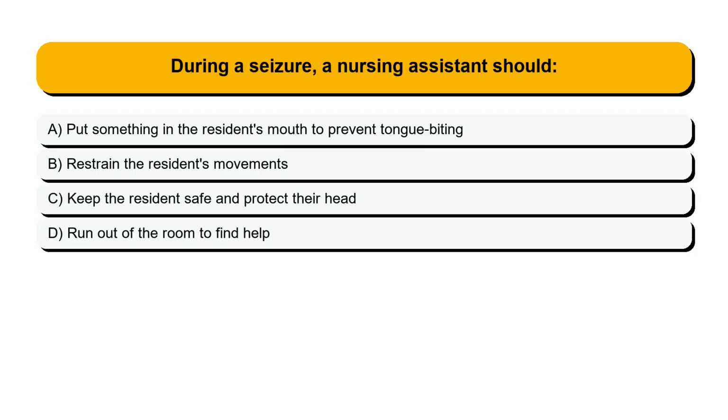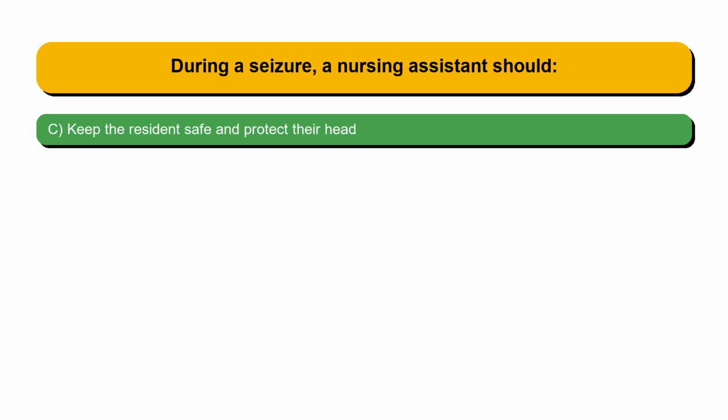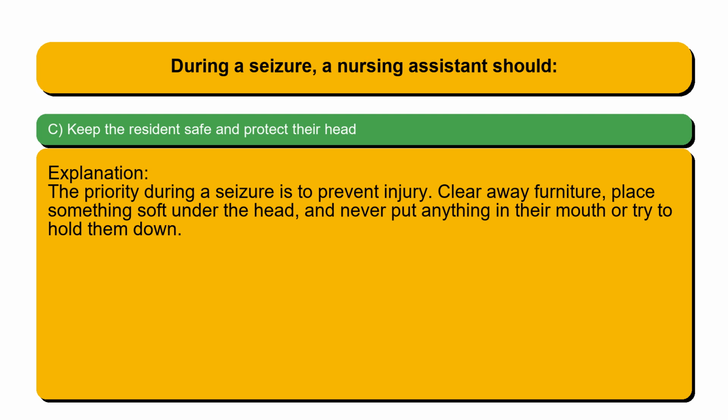Question 27. During a seizure, a nursing assistant should Option A. Put something in the resident's mouth to prevent tongue biting. Option B. Restrain the resident's movements. Option C. Keep the resident safe and protect their head. Option D. Run out of the room to find help. The correct answer is option C. Keep the resident safe and protect their head. The priority during a seizure is to prevent injury. Clear away furniture, place something soft under the head, and never put anything in their mouth or try to hold them down.